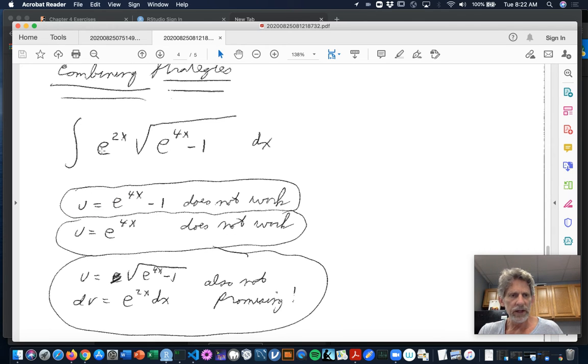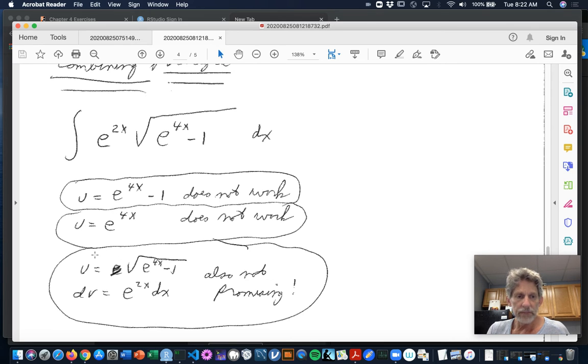And what's left here is not e to the 4x, it's e to the 2x. It's not a constant multiple of the derivative of u. So probably that u substitution would not work. You can try e to the 4x and you get the same problem. The du would be 4 e to the 4x dx, and that's just not a constant multiple of e to the 2x.